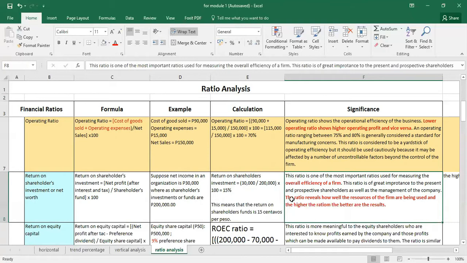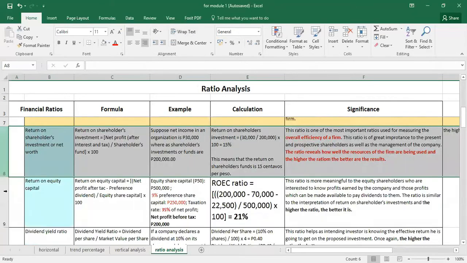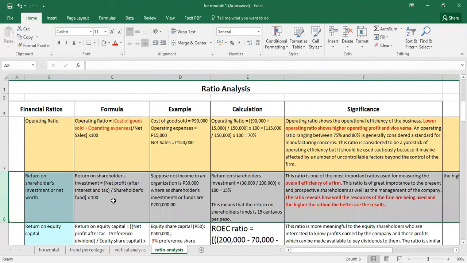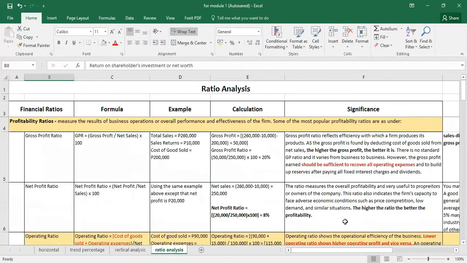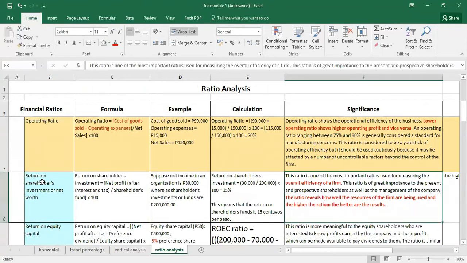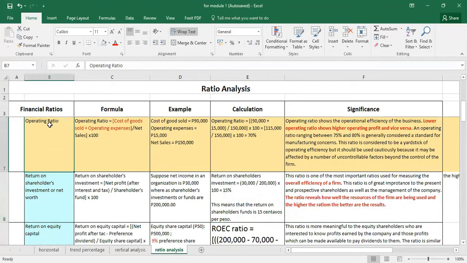Again, this ratio reveals how the resources of the firm are being used, and the higher the ratio, the better are the results. So, minemeasure natin kung na-utilize ba ng maayos ng firm, nagagamit ba ng maayos ng firm yung mga resources na available para sa kanila. So, the higher the ratio again, the better. Sa operating ratio lang naman tayo nagkaiba. Kasi sa operating ratio, the lower the operating ratio, of course, the better.